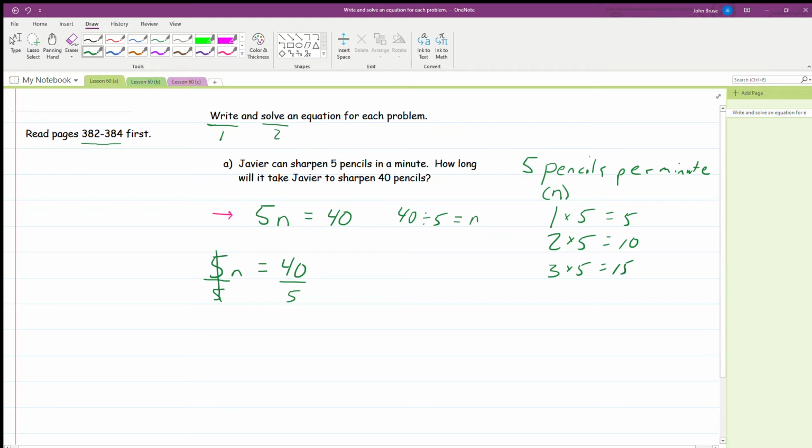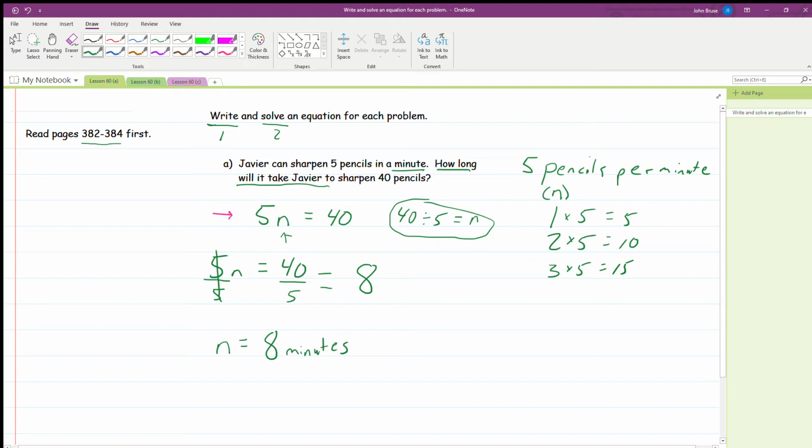So we've got n over here. And then we have 40 divided by 5. And do you notice that that is here? 40 divided by 5. Well, hopefully you all know what 40 divided by 5 is. 40 divided by 5 is 8. 8 times 5 is 40. So n, this letter n here, equals 8. But the question says, how long will it take Javier to sharpen 40 pencils? Well, we're dealing with minutes. So it's going to be 8 minutes.